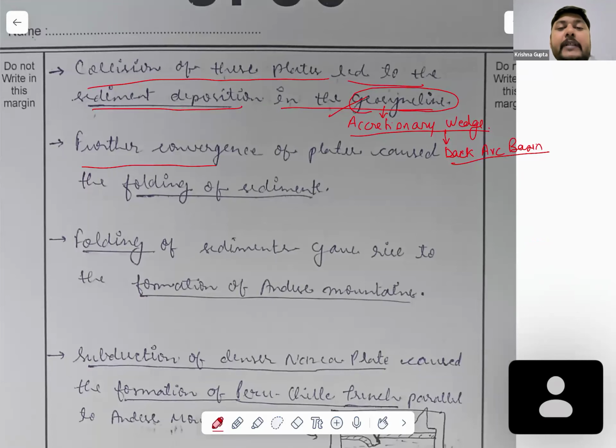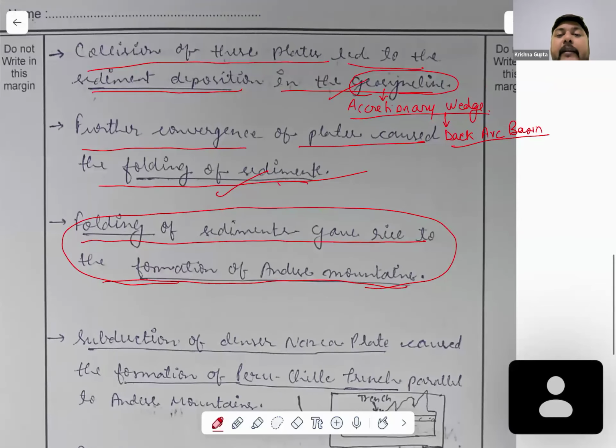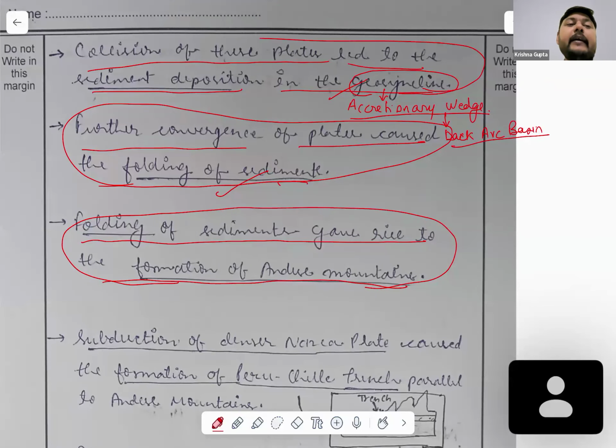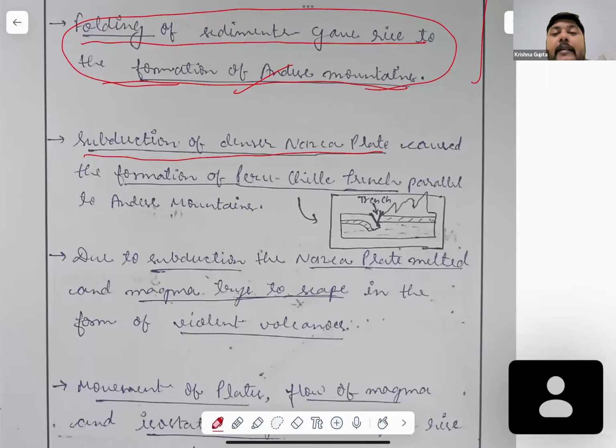Okay. So further convergence of the plate caused the folding of the sediments. Okay, this is also good. Now, folding of sediments gave rise to the formation of Andes Mountain. Now, here I am seeing that this second line and this third line are quite repetitive. Okay, so here collision has taken place, here convergence has taken place, and here the folding has taken place. We can club all this, phenomena and processes.